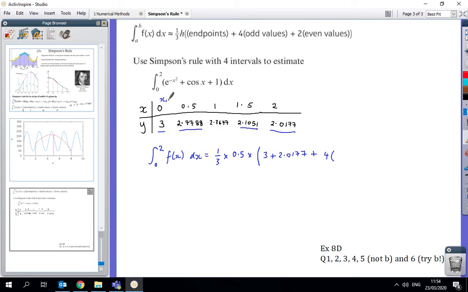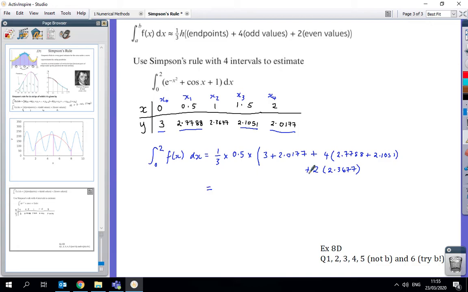Remember, it goes x0, x1, x2, x3, x4. So I've got my endpoints and my odd values. So my odd values are 2.7788 plus 2.1051. And then you're going to have 2 multiplied by the even values. Well, in this case, I've only got that last even value. Don't use the endpoint. You've already used the endpoint. You've only used them once. So that's 2 times 2.3677. Now, because I've done all of these to 4 decimal places, I'll probably give my answer to 2 decimal places so that I've got some level of accuracy there.